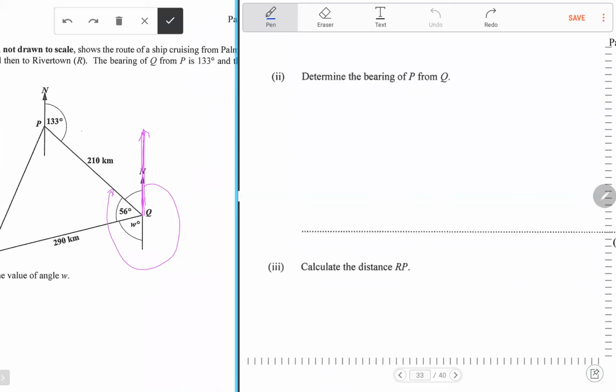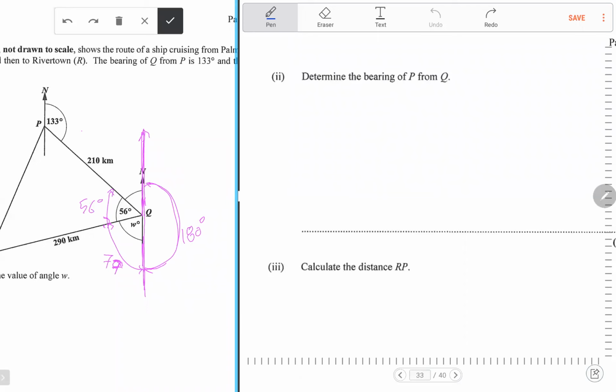And if you can't see that angle right away, all you need to do is extend this line down and break the angle into parts. When you break the angle into parts, you see that the piece from here to here is 180 degrees. Then the piece inside there is 77 degrees that we calculated, 77 degrees from here to here. And then clearly, this piece now is 56. So that's how we get the bearing of P from Q.